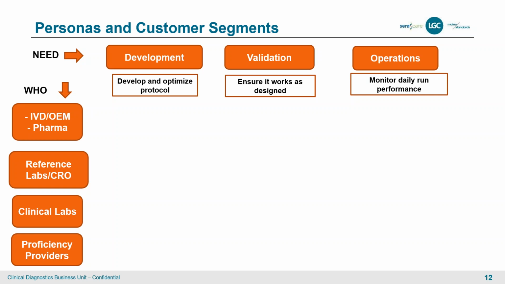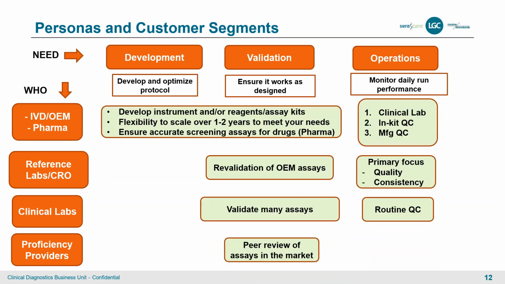So no matter where you are, what we found is we have a lot of success stories, and you'll see this theme come through as we go through the presentation today, right? So when you're in the IVD OEM phase, obviously your goal is to develop the best instrument and/or reagent assay kits, right? And you need the flexibility from our products to scale over 1 or 2 years, depending on the timeline, to meet your needs and make sure you get through that validation phase. If you're a pharma, you're obviously screening for assays and drugs.